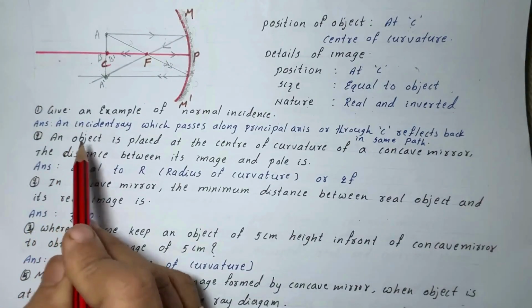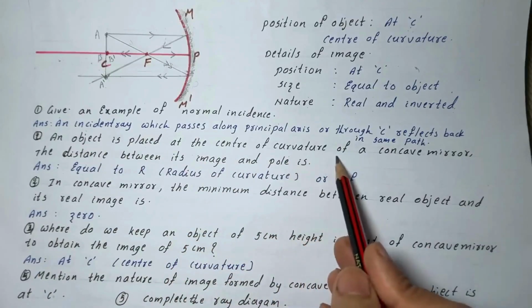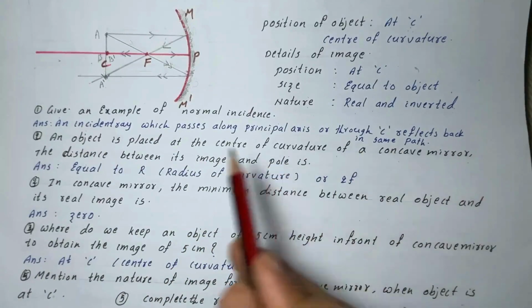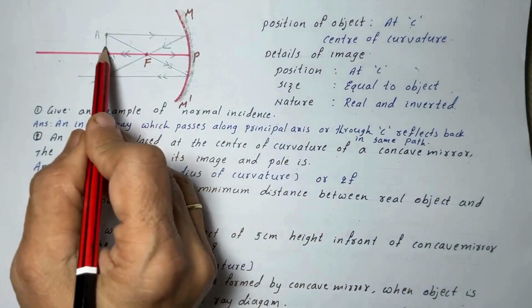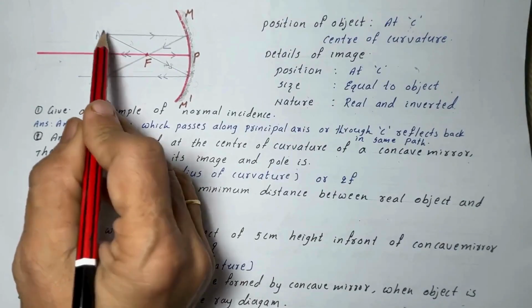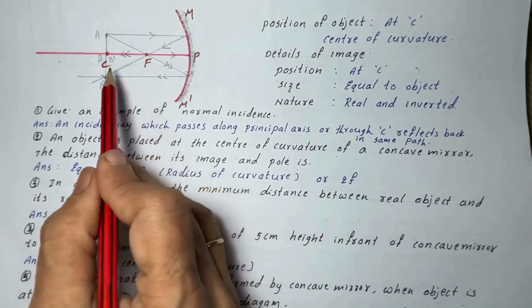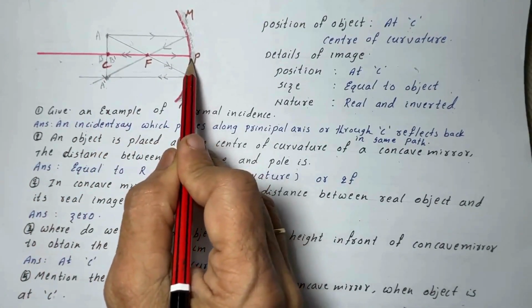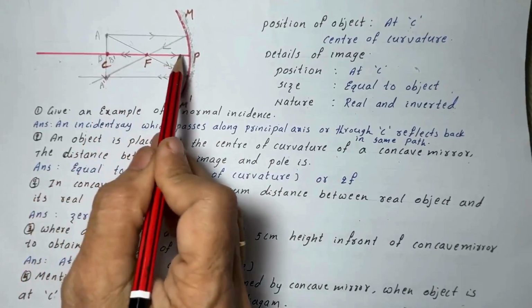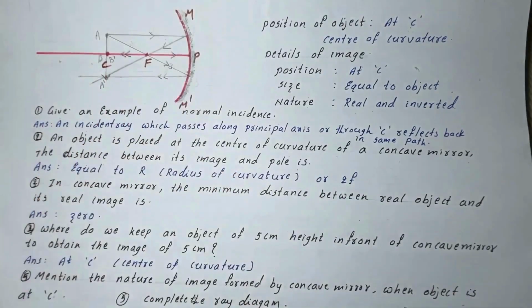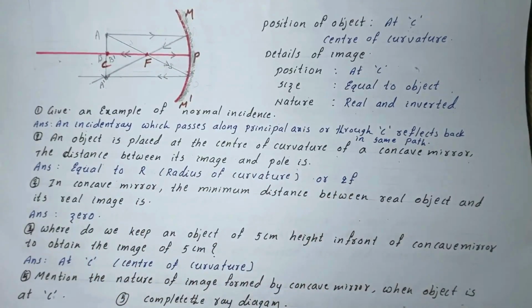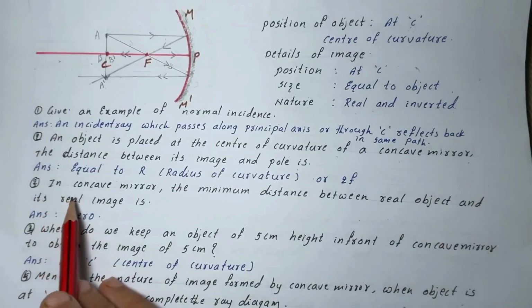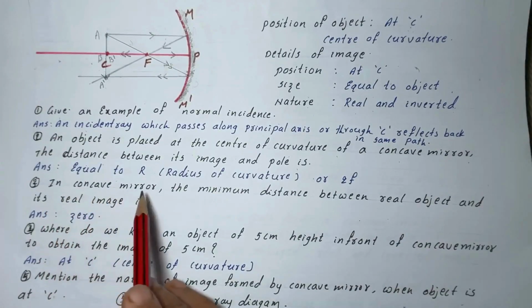Second question. An object is placed at the center of curvature of a concave mirror. The distance between its image and pole is, the object is kept on the center of curvature, then what is the distance between the image and pole? That is equal to 2f or r. That is equal to r or 2f is our answer.